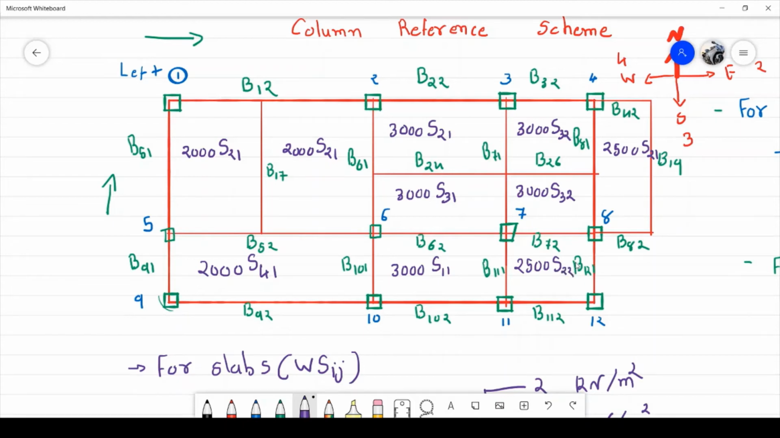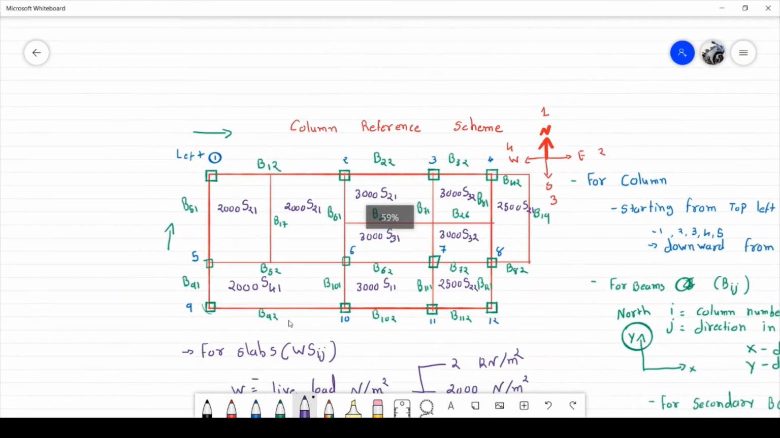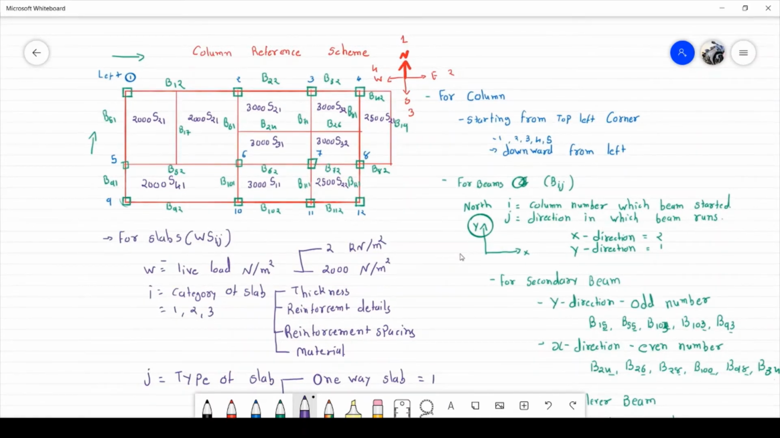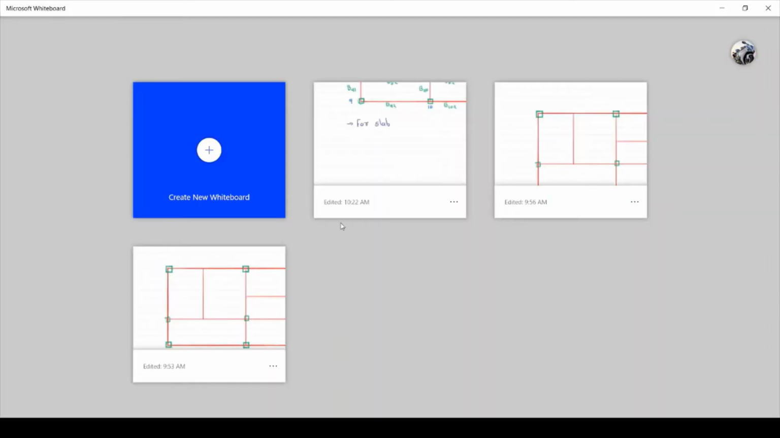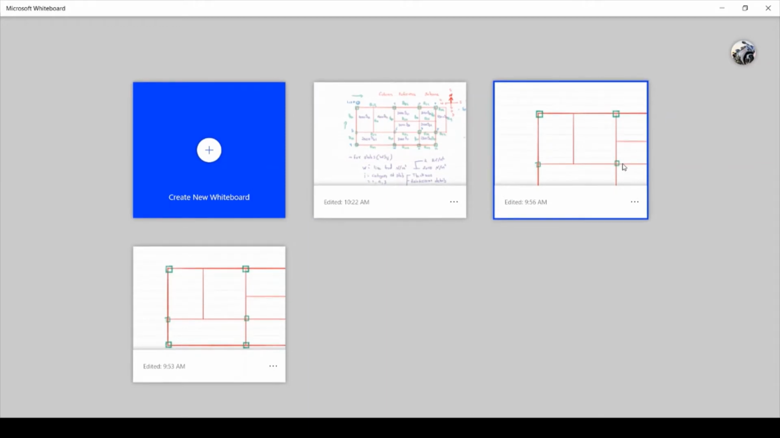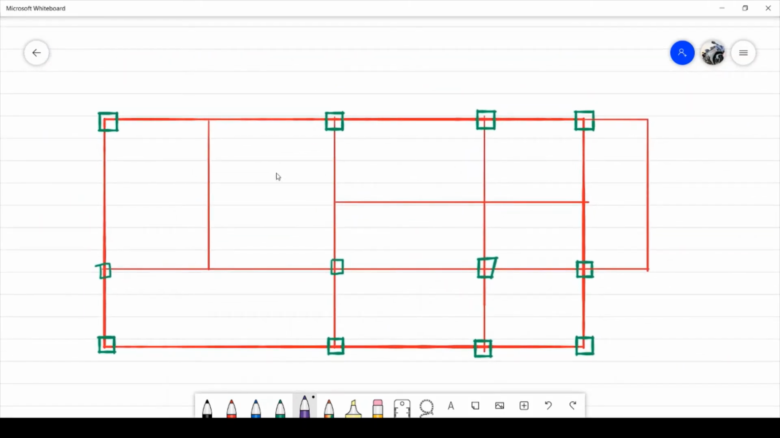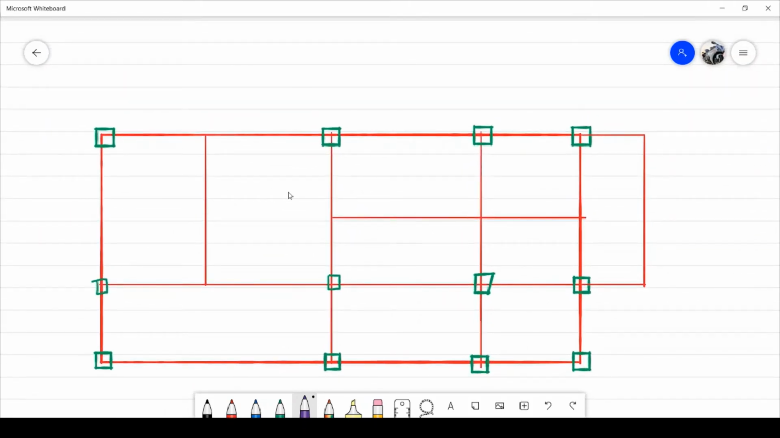So here the column reference scheme is completed. Okay, you can see here is the column reference scheme. We have all nodes here. Now we are going to learn the grid reference scheme. Give me some time, it will take some time to open. Okay, here is the same grid I have.